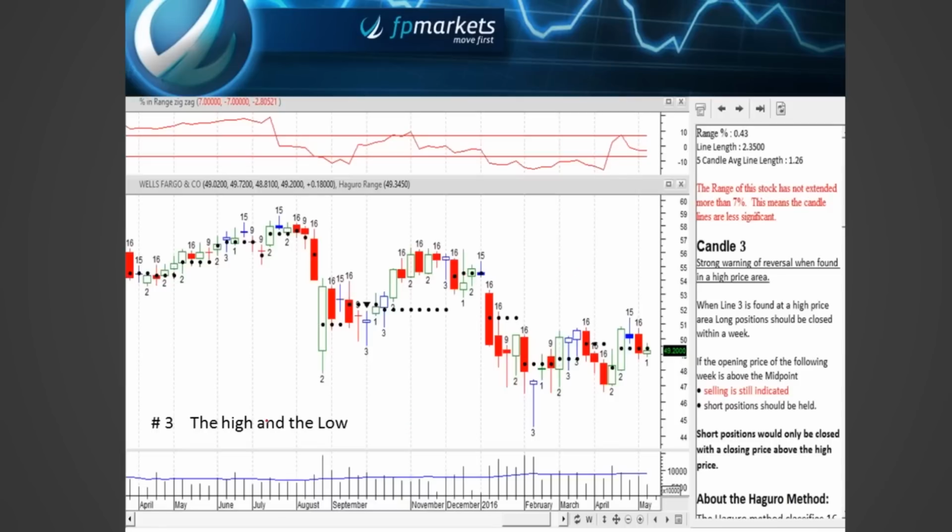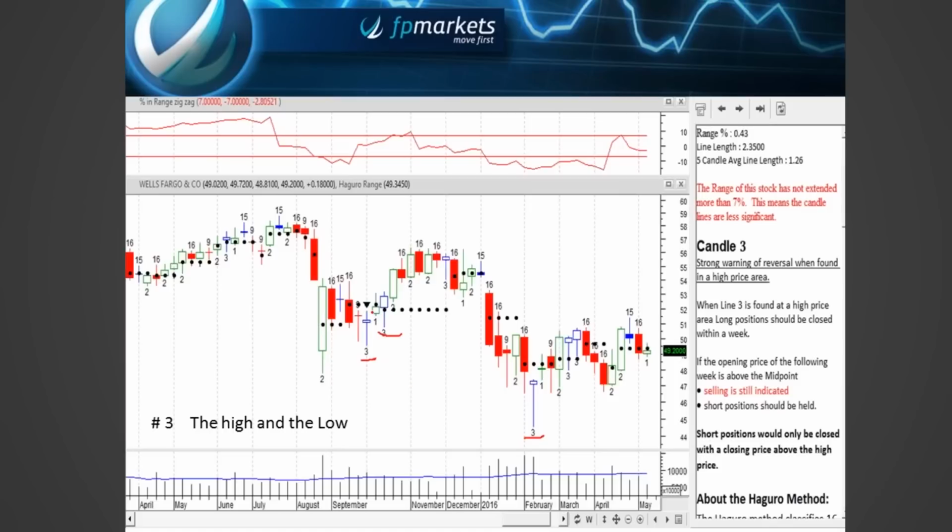Number three, we're looking at number three again. This is Wells Fargo again, number three at the high and the low. And we notice here that the number three candles, often in many stocks and indices, when the number three shows up on a weekly basis, indicates the low. You know what your risk is.